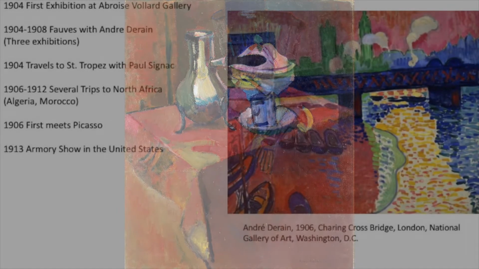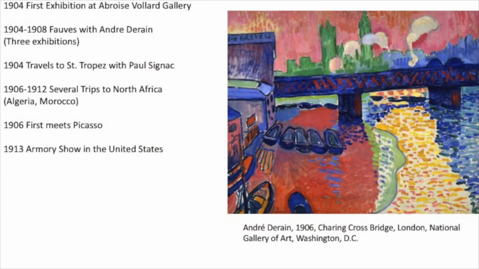In 1904, we start to see the first successes in the career of Matisse. He has his first exhibition at the Ambroise Vollard Gallery. It's also in 1904 that he works with André Derain and creates the Fauves in 3 different exhibitions. We also see him traveling to a tropical island, Saint-Tropez, with Paul Signac. And from André Derain and Signac, we actually have this second level of influences, I think, in his work. We also see him traveling to North Africa, which is also, I think, a very important step in his thinking about art.